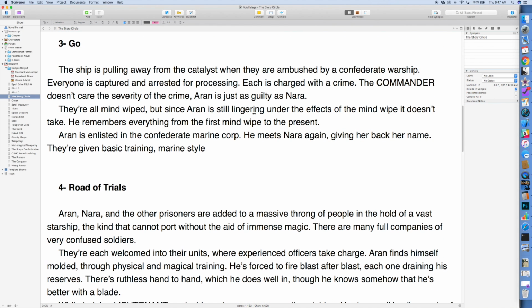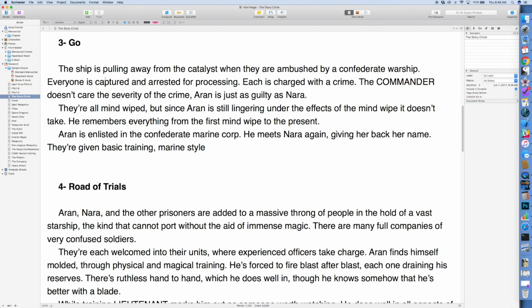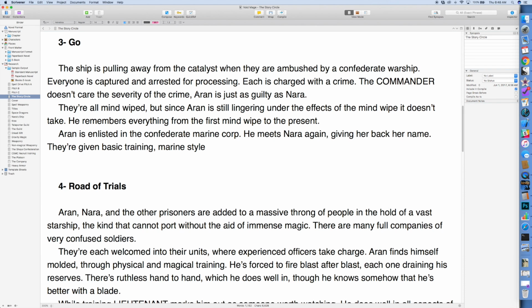He comes out, finds out that Nara has betrayed him. She was never a prisoner at all. She was actually just a plant. And so he's still a prisoner, even though he's got these powers, and he's going to be sold into slavery, and he's pretty pissed off about it. When all of a sudden, a Confederate Navy ship pops out of the warp and arrests everybody aboard.